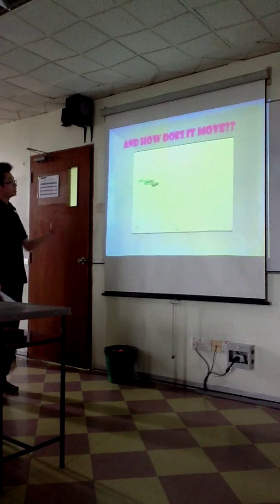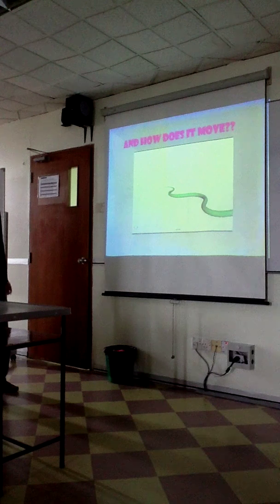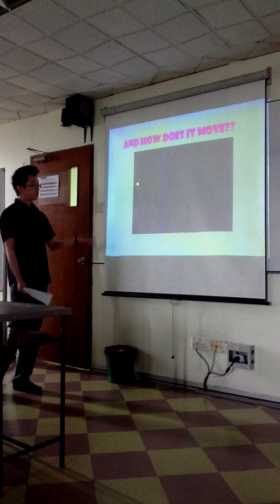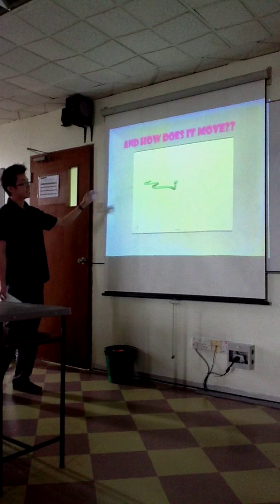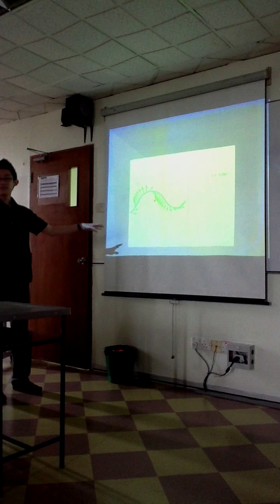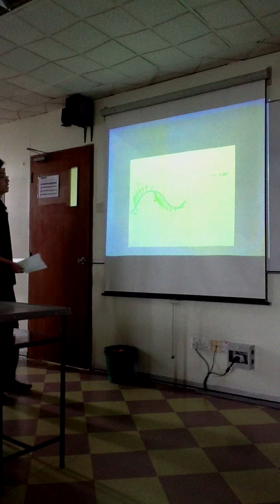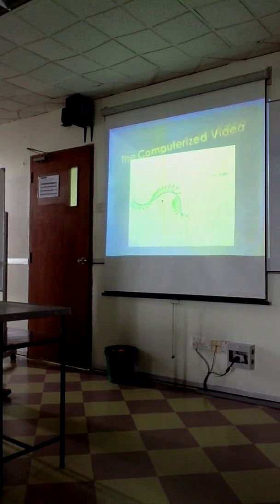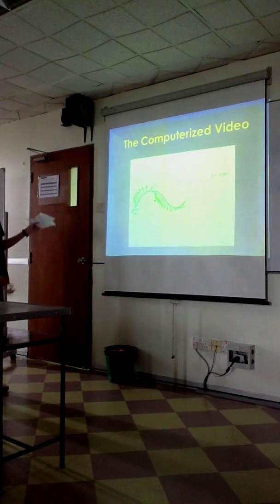As you all know, the snake moves in a sinusoidal movement, whereby they contract and relax their muscles in order to move, and their movement is the same as the sine graph that we learned before. So the video just now shows how we derive the graph that we're going to show later. This is the slow motion of the movement of the snake.